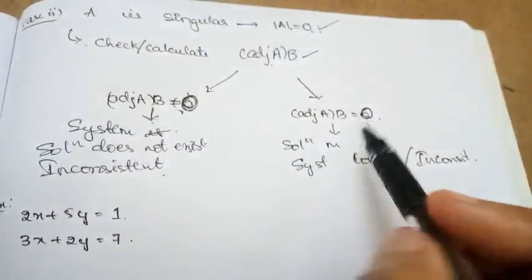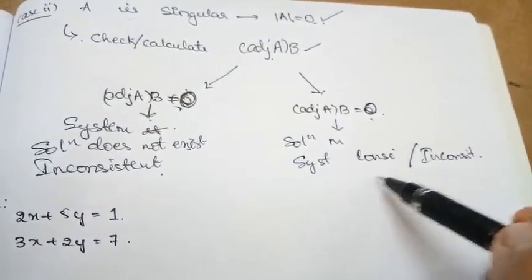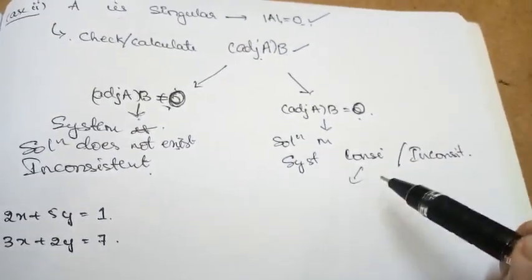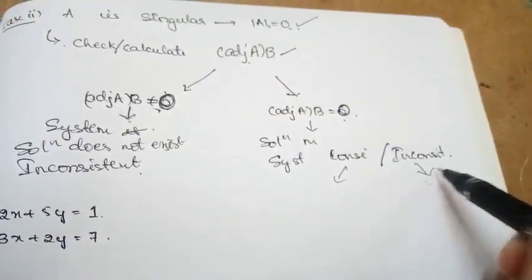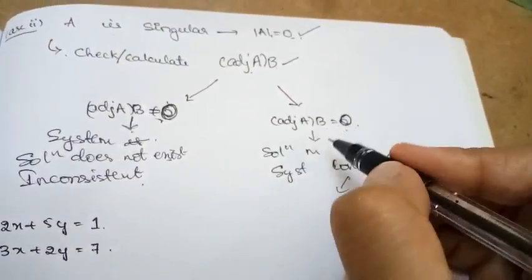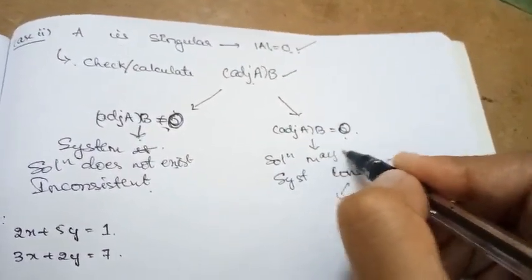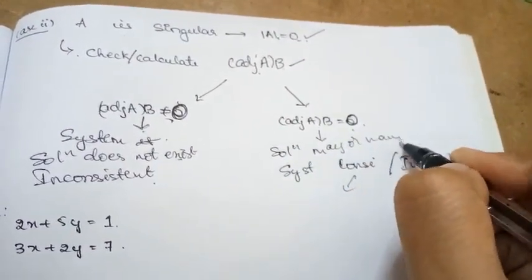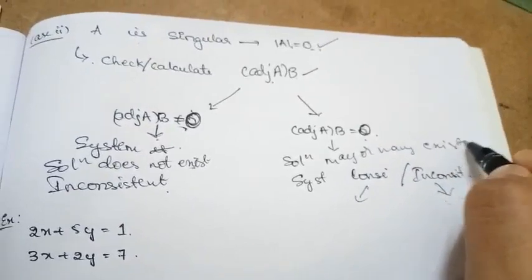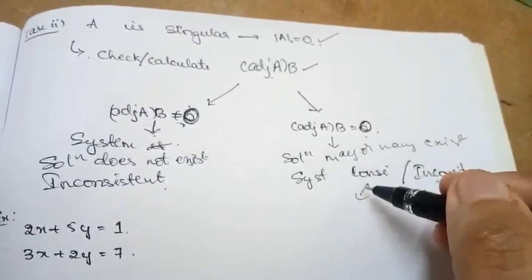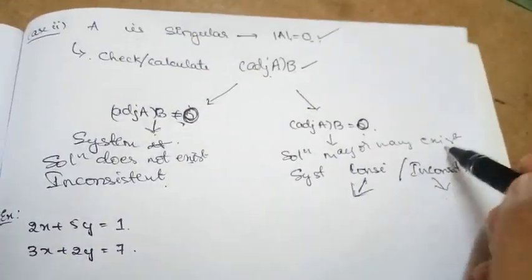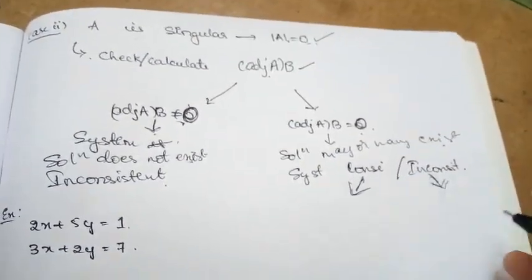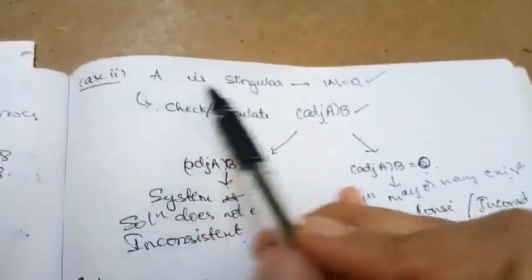If the system has infinitely many solutions, then it is said to be consistent. If it has no solutions, then we say it is inconsistent, because here the solution may or may not exist. If it exists, with an infinite number of solutions, it is called consistent. If the solution does not exist, then we call it inconsistent. So here, clearly, I am briefly going through case 2 again.